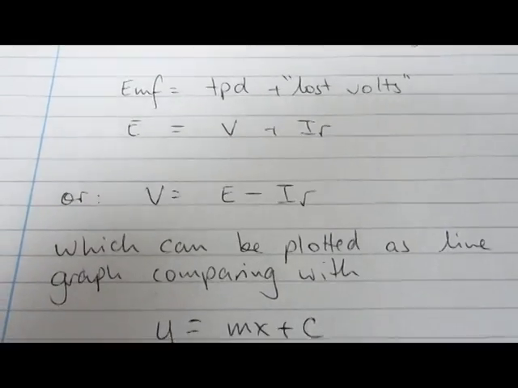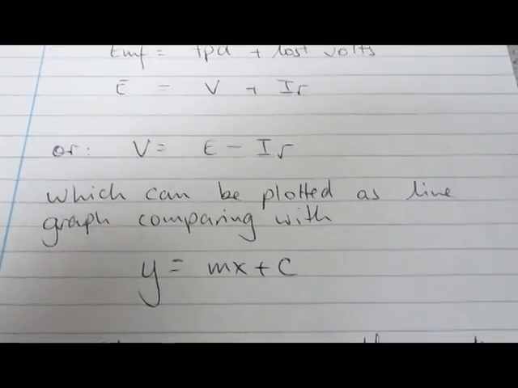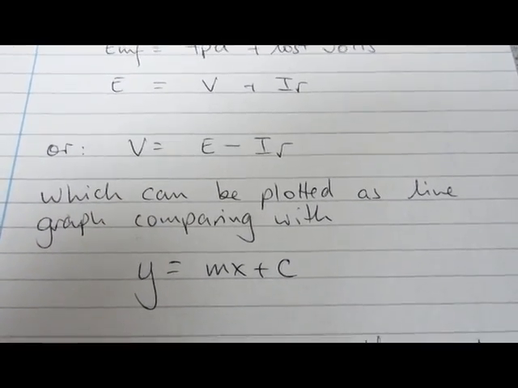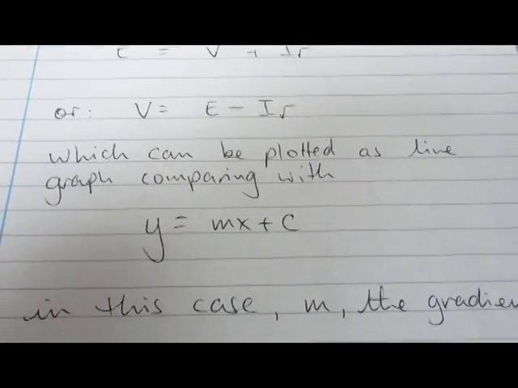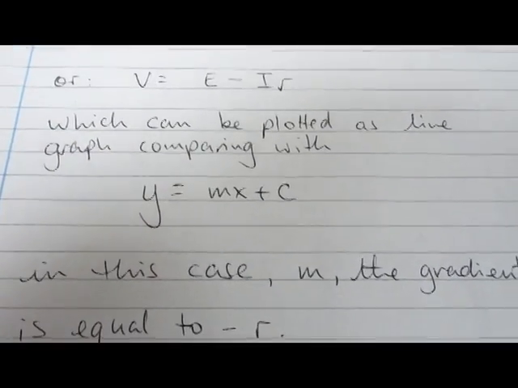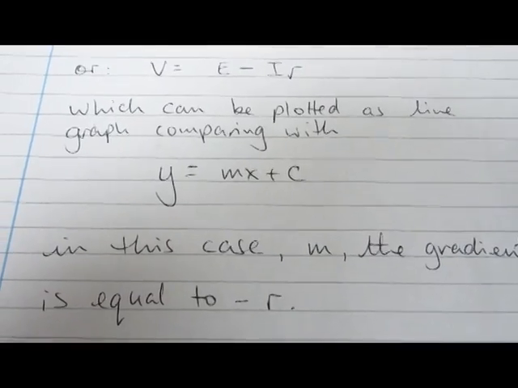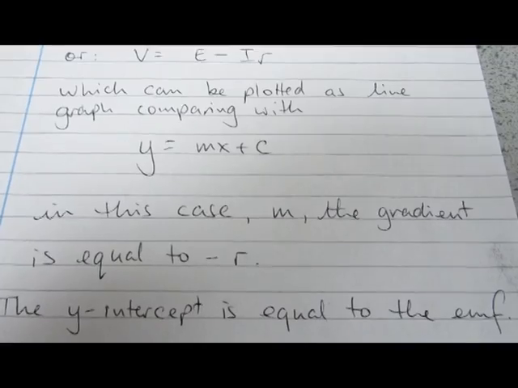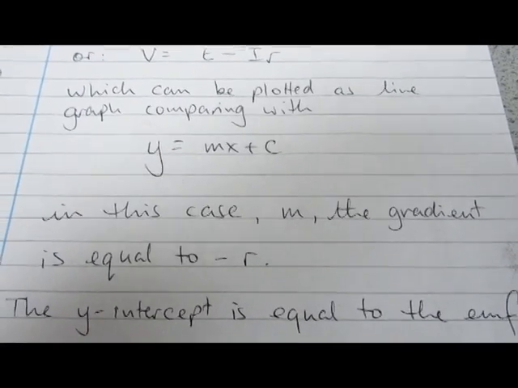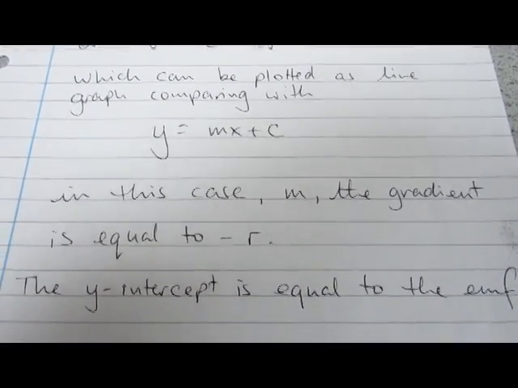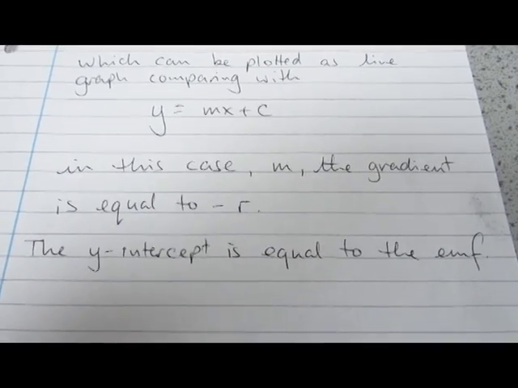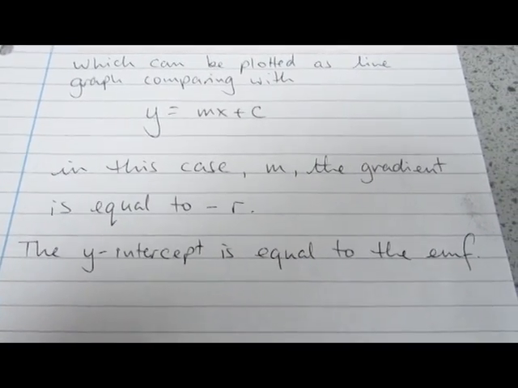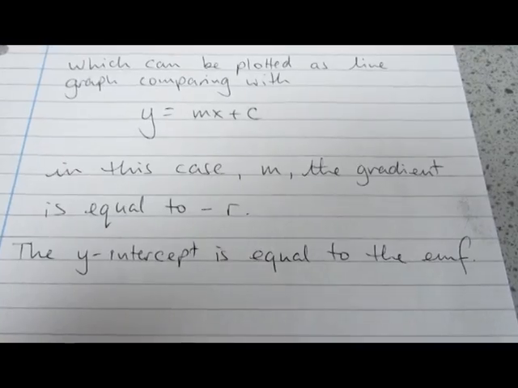Now if I rearrange that, I get V equals E minus Ir, and I can plot that as a straight line graph as you've seen, and hopefully you're aware of the relationship y equals mx plus c. In that case the gradient m would equal minus r, and the y-intercept would be equal to the EMF.